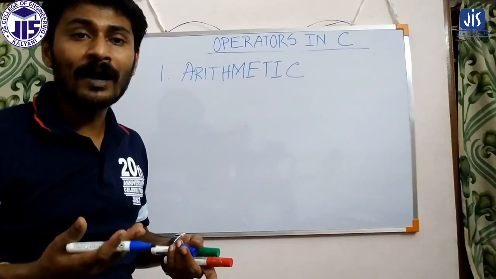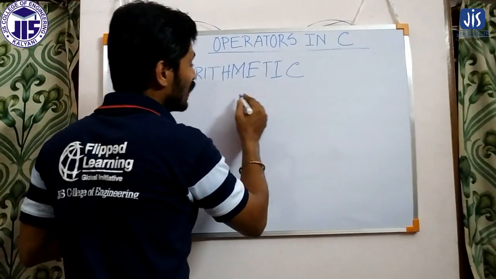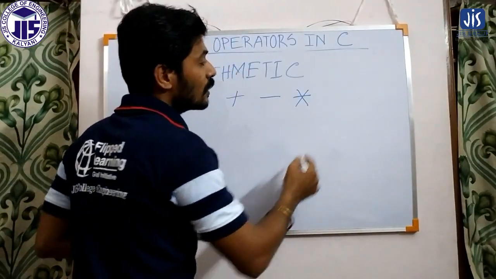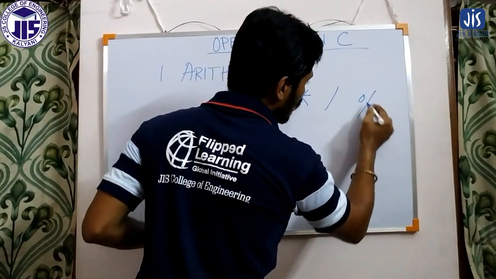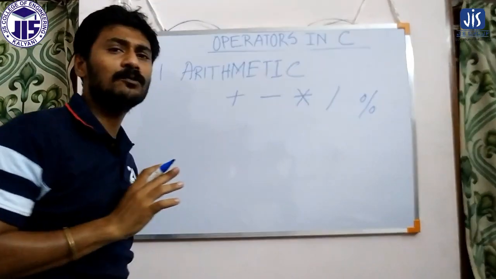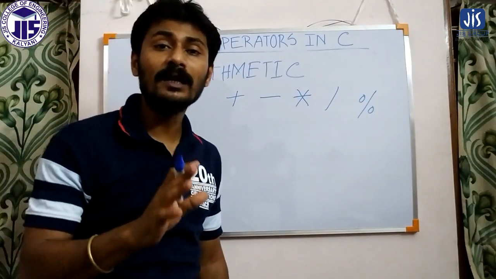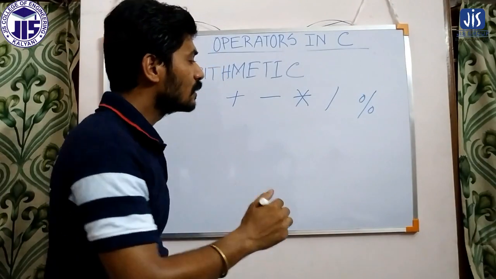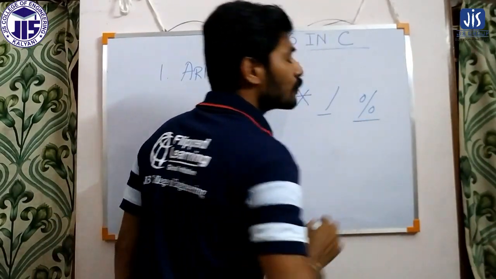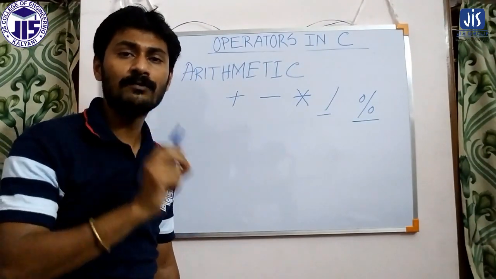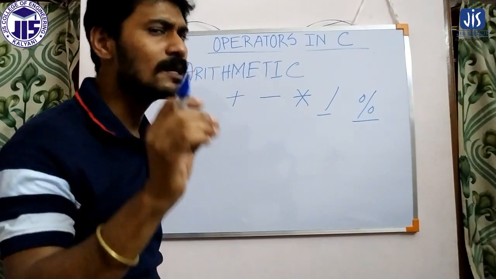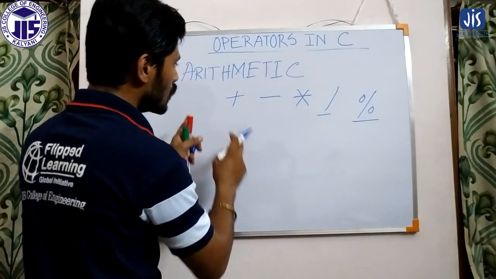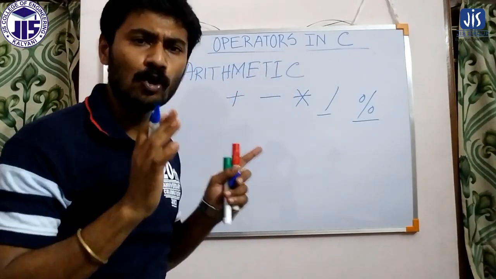So what kind of arithmetic operations can we perform? That is addition, subtraction, multiplication, division and modulus. These are the arithmetic operators through which we can perform different types of arithmetic operations. Now I want to mention another point: the difference between division and modulus. I will give a very small example to differentiate the division operation and the modulus operation, because addition, subtraction and multiplication we all know how to perform.